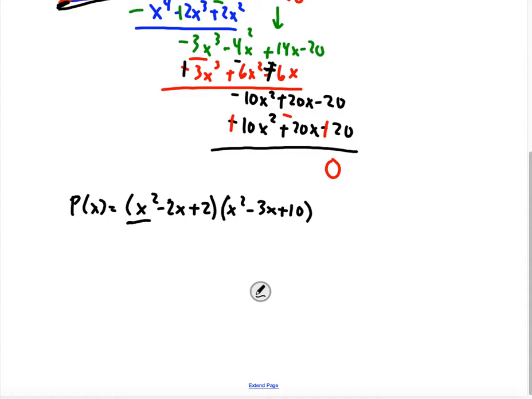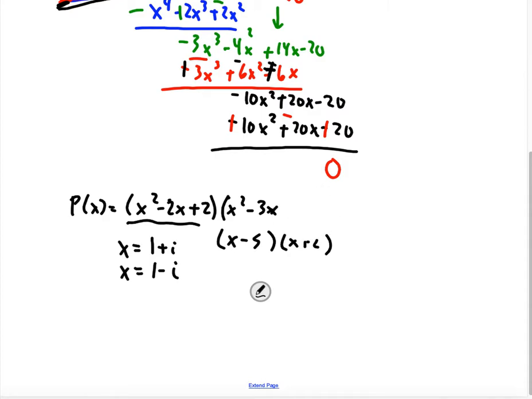So we've already found the zeros for this one here. That's your x equals 1, x equals 1 plus i, and x equals 1 minus i. So then we can factor this other one over here. What multiplies to give you negative 10 and adds to give you negative 3? It'd be a minus 5 and a plus 2. So then how do you get 0? When x is 5 and when x is negative 2.